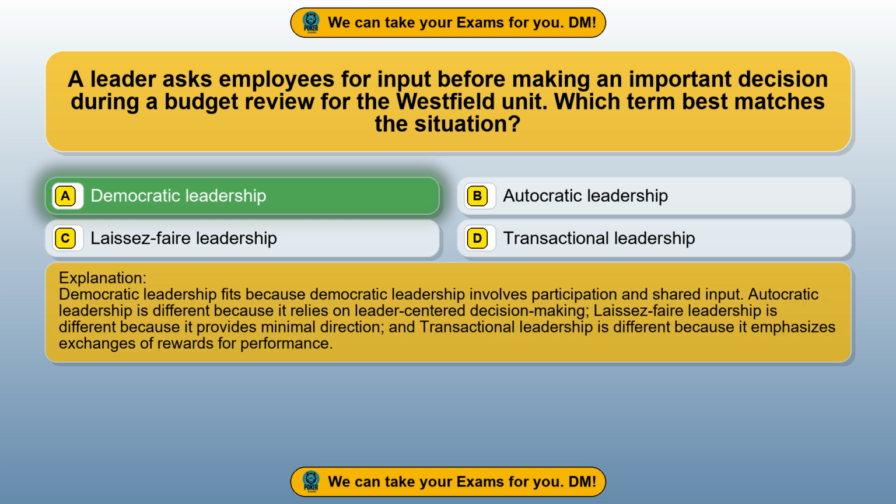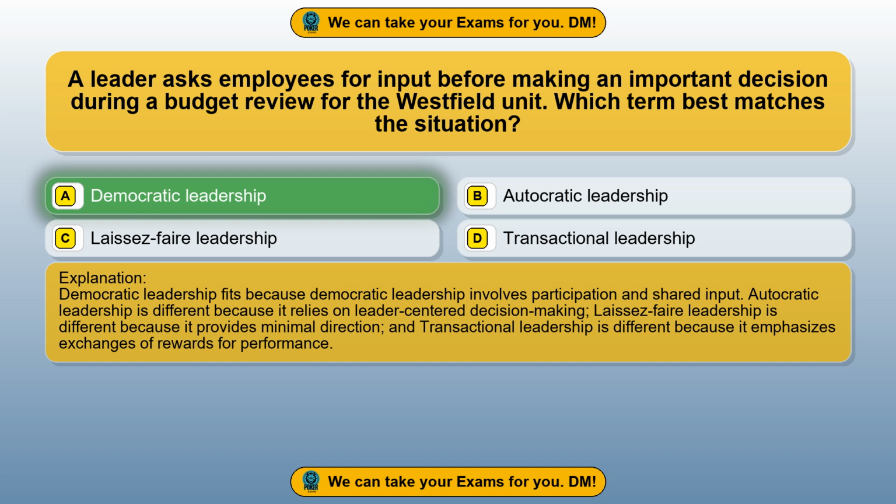Democratic leadership fits because democratic leadership involves participation and shared input. Autocratic leadership is different because it relies on leader-centered decision-making. Laissez-faire leadership is different because it provides minimal direction, and transactional leadership is different because it emphasizes exchanges of rewards for performance.